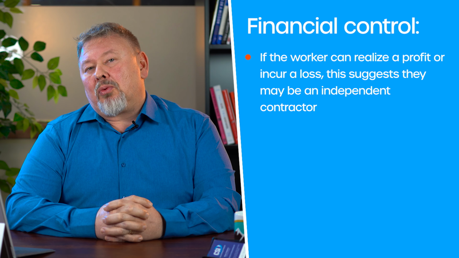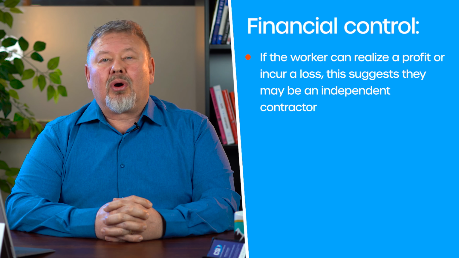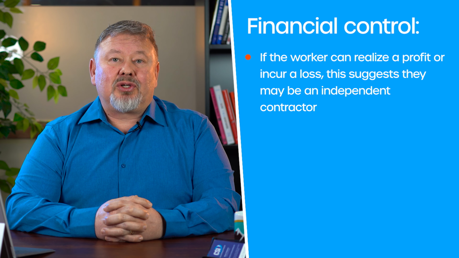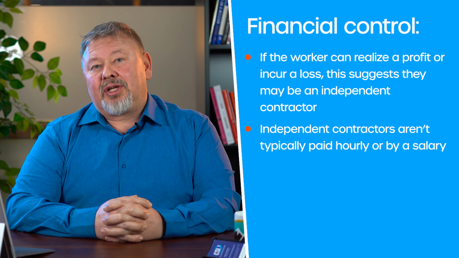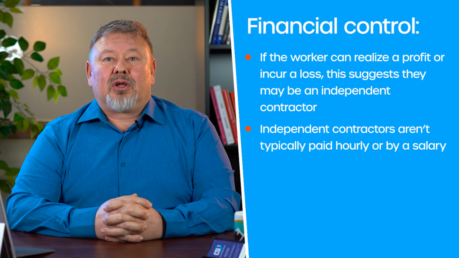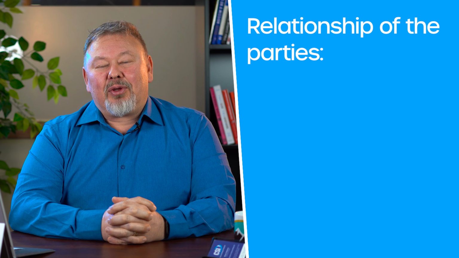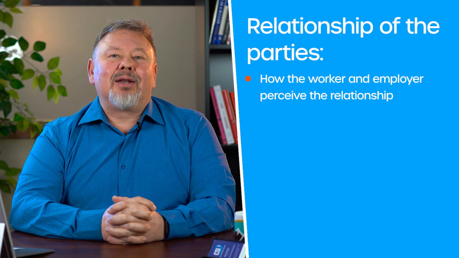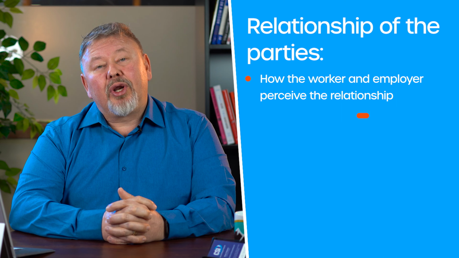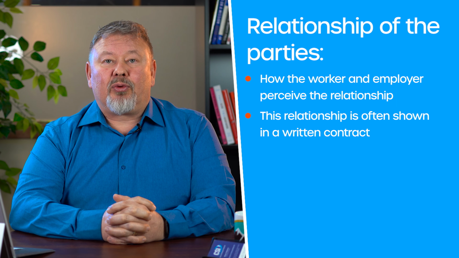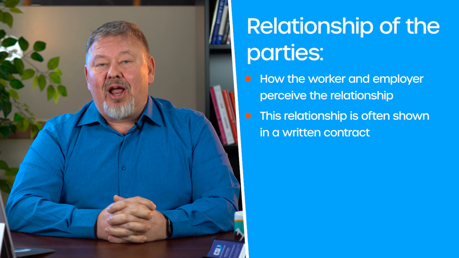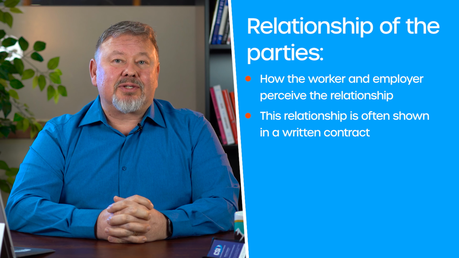If the worker can realize a profit or incur a loss, this suggests the worker may be an independent contractor. This is why you will rarely see an independent contractor being paid hourly or by a salary. Lastly, we have the relationship of the parties. The relationship of the parties category is concerning how the worker and business perceive the relationship. A written contract may show the intent of both parties. This may be very significant if it is difficult, if not impossible, to determine status based on other facts.